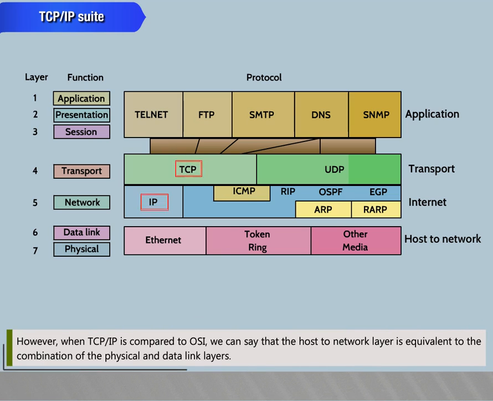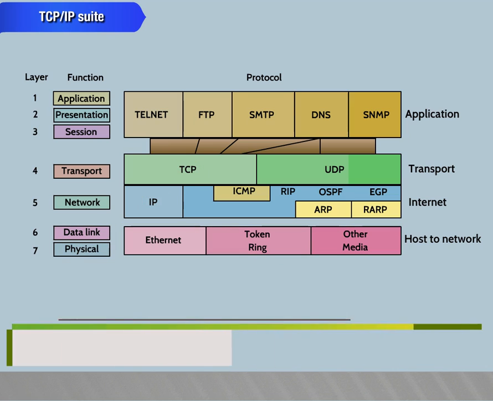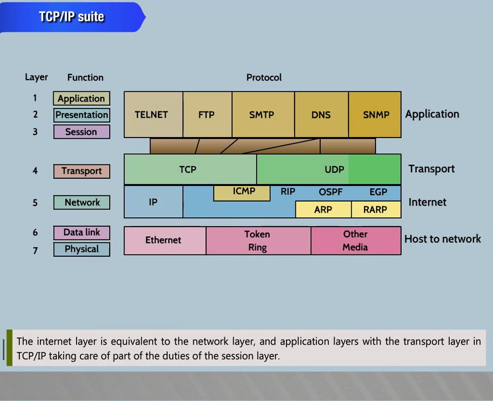However, when TCP/IP is compared to OSI, we can say that host to network layer is equivalent to the combination of the physical and data link layers. The internet layer is equivalent to the network layer, and the application layer to the upper layers, with the transport layer in TCP/IP taking care of part of the duties of the session layer.